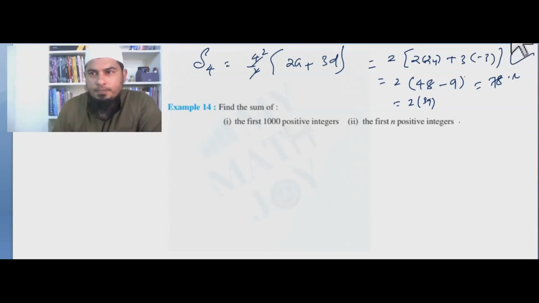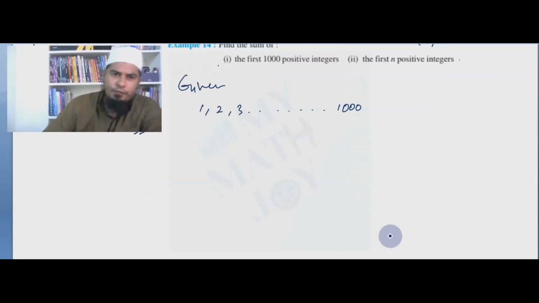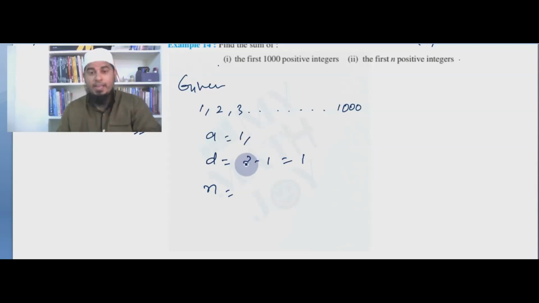Given, for the first bit, the first 1000 positive integers, it is starting from 1, 2, 3, and so on up to 1000. If you see the list of numbers, 1, 2, 3, 4, and so on to 1000, what is my a? My a is 1. What is my d? 2 minus 1, that is a2 minus a1, is again 1. What is n? If you count 1, 2, 3, 4, n is also 1000 here.